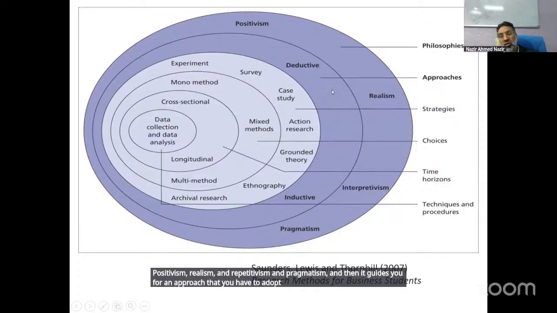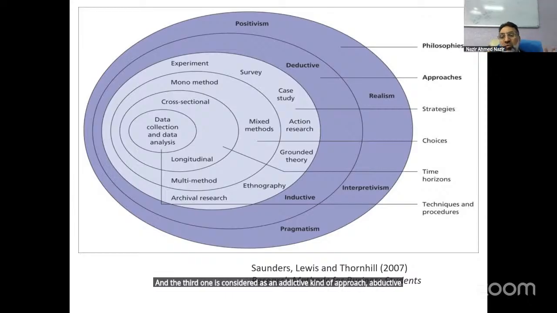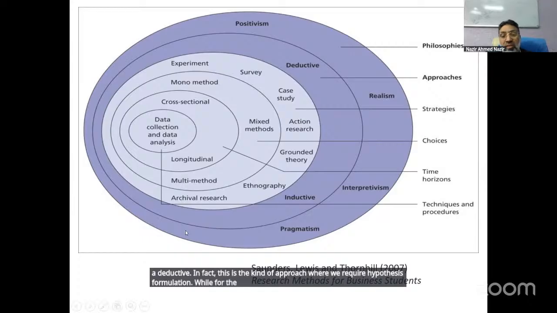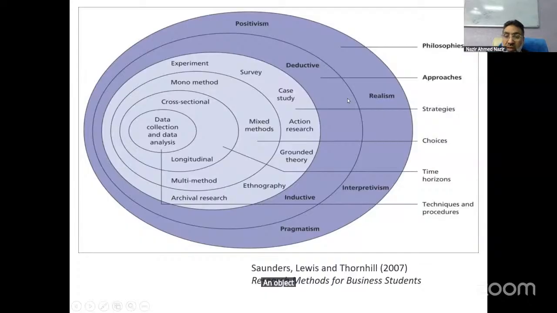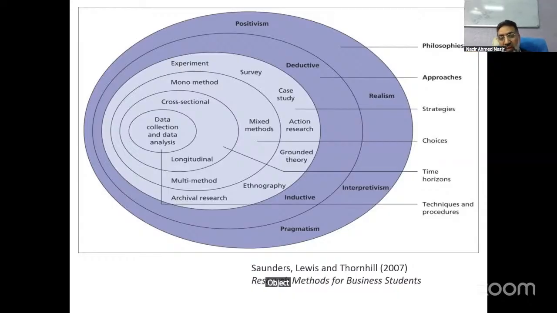Though we have mentioned only two here, we actually have three approaches. One is the deductive approach, the other is inductive, and the third is considered the abductive approach. Deductive is an approach where we require hypothesis formulation, while for inductive research we don't, because it's exploratory. And abductive requires both the measurability of the knowledge as well as interpretation of knowledge. That's why you call it the abductive approach.